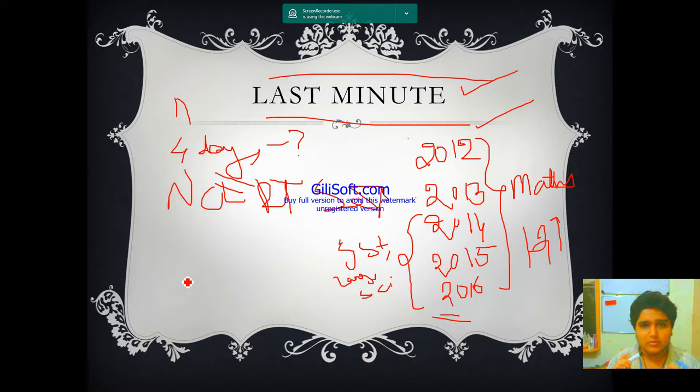So, go through your NCERT solution in these last 4 days. And if you have made notes, you have to make notes, by the way. It's very good if you have made notes, read the notes. But do not refer to theory. If you have doubt, try to clear it before these 4 days itself.